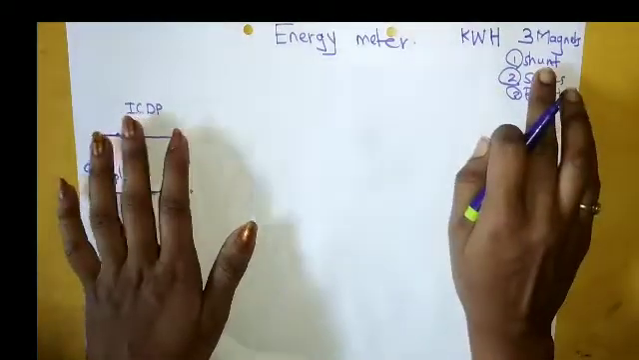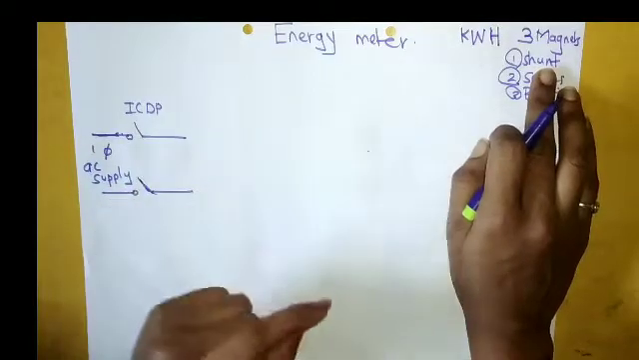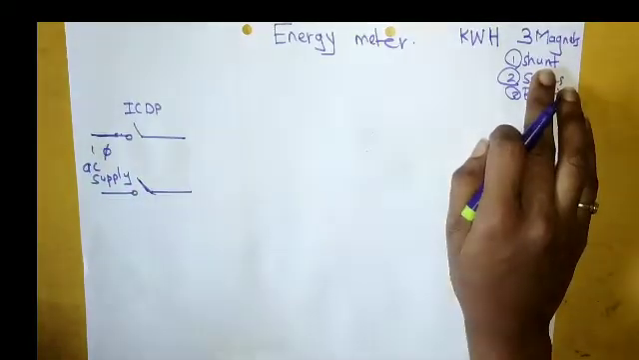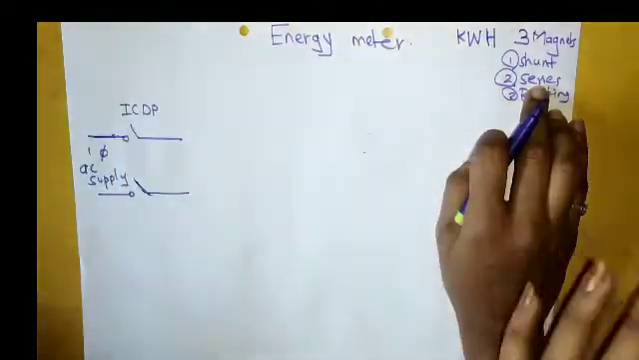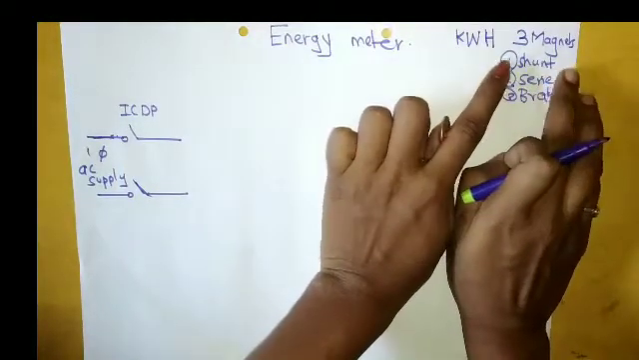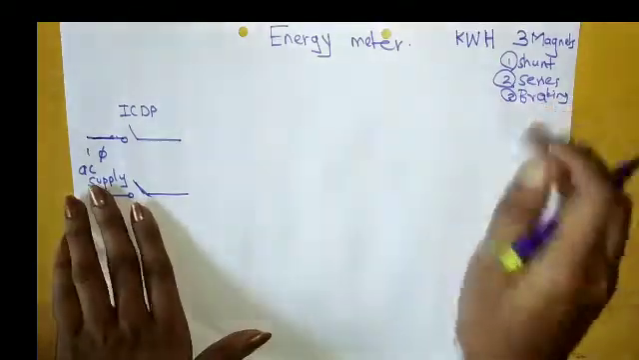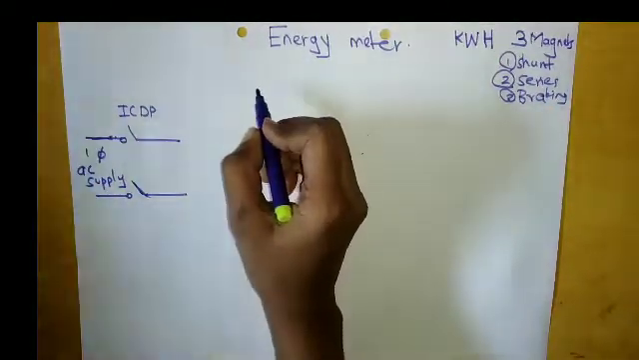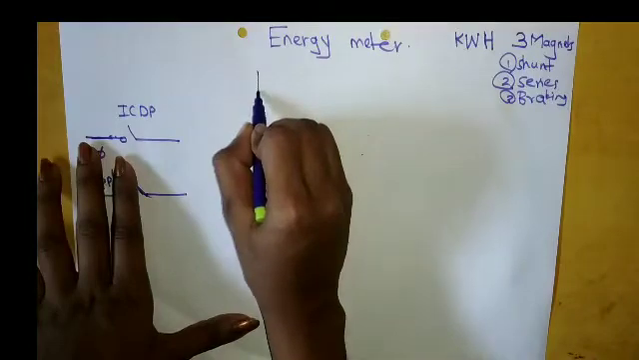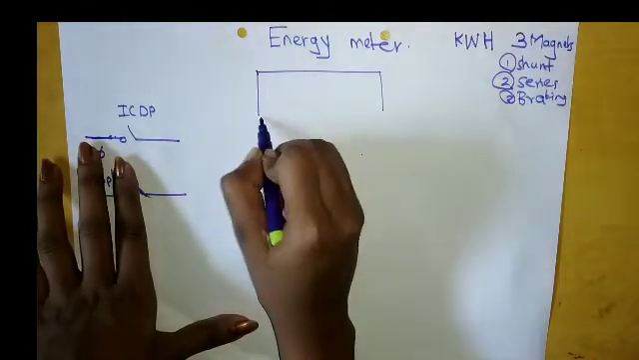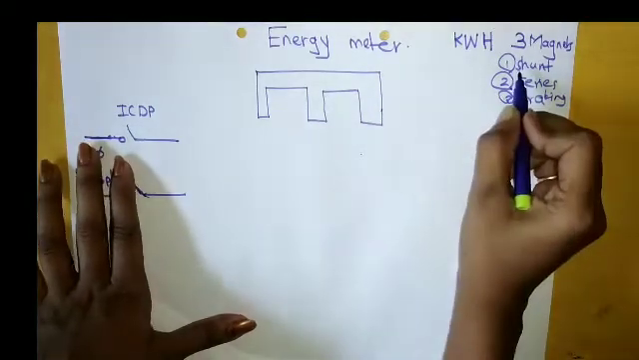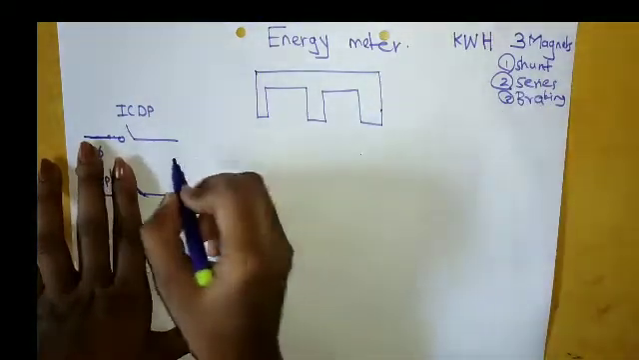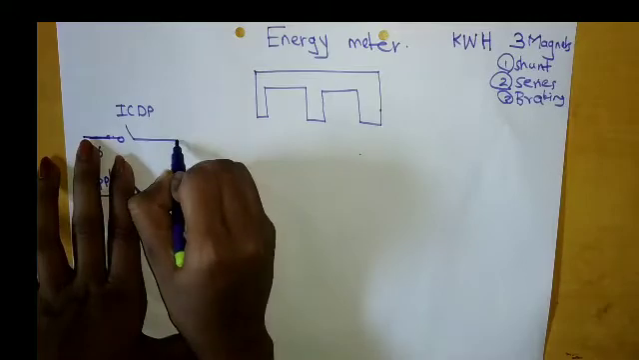What does shunt mean? Shunt means parallel, and series means in series with whatever we are going to connect. So this is the shunt and the braking magnet. First I will draw the shunt magnet, which is basically E shaped. As it is a shunt, we are going to connect it across the supply.